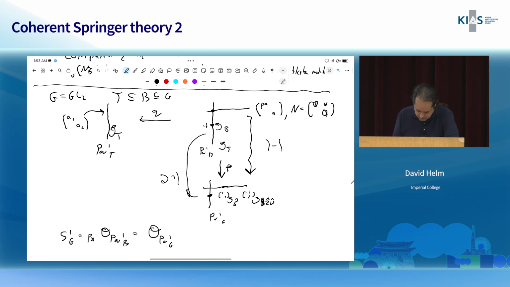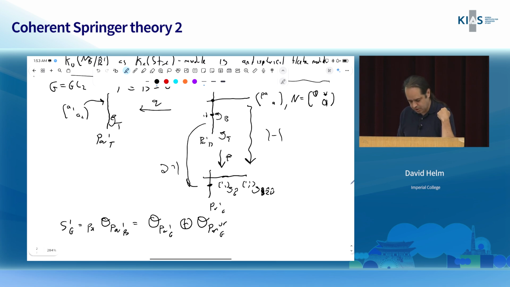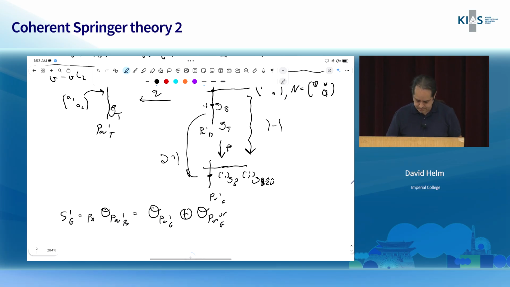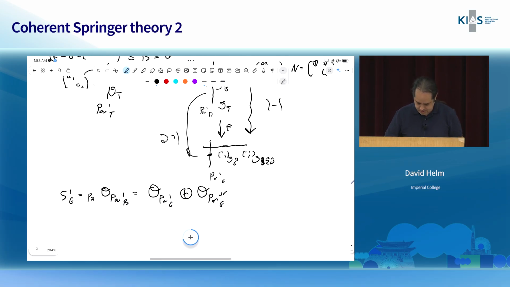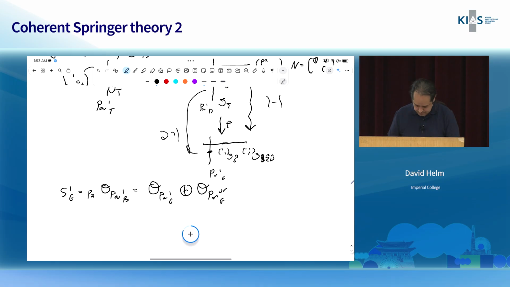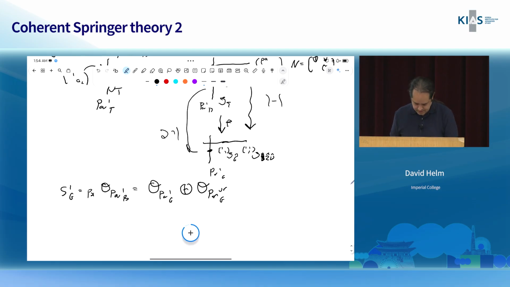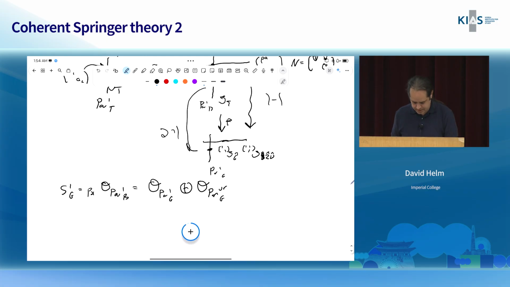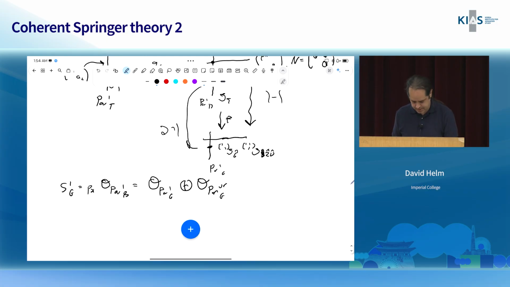So this is the structure sheaf of Par 1G. You know that has to be involved because of the unit map, but then you get an extra copy of the structure sheaf of the vertical component, which I'll call Par G unramified. So this Springer sheaf looks like this. And once you've done this computation, you can start to see lots of interesting things.